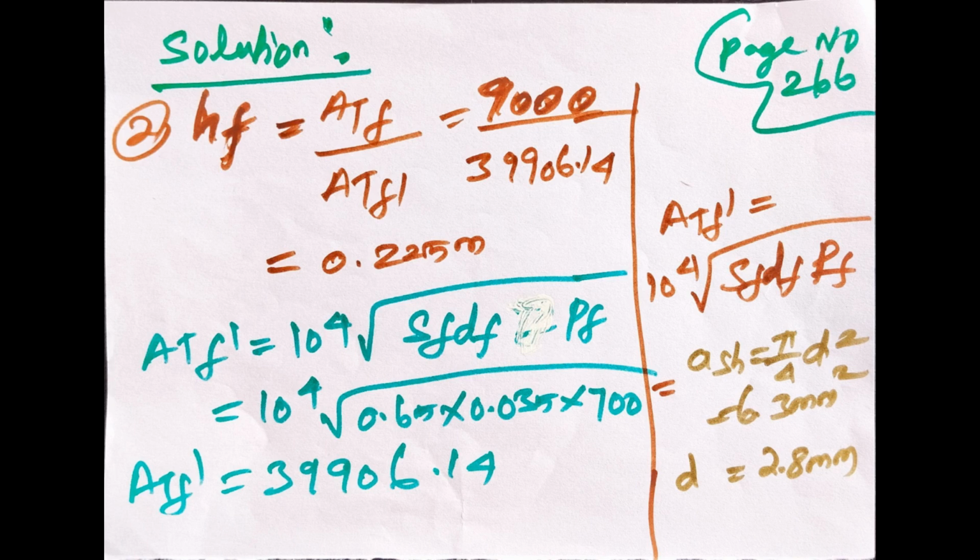Continuation of solution. HF is equal to ATF divided by ATF dash, which is 9000 divided by 39906.14. ATF dash is equal to 10 power 4 root of SFDF or PF. ASH is equal to pi by 4 D square. From this formula we obtain the D value as 2.8 millimeter. HF is equal to ATF divided by ATF dash. Putting the required values, we find HF is equal to 0.225 meter. ATF dash is equal to 10 power 4 root of SFDF PF. Putting the required values, we find ATF dash is equal to 39906.14.